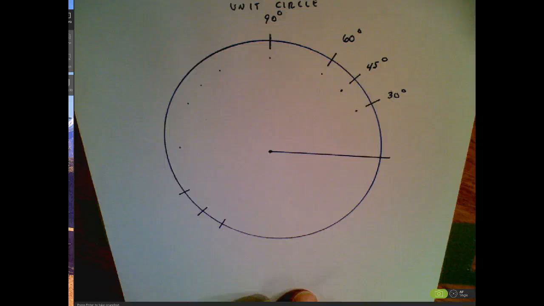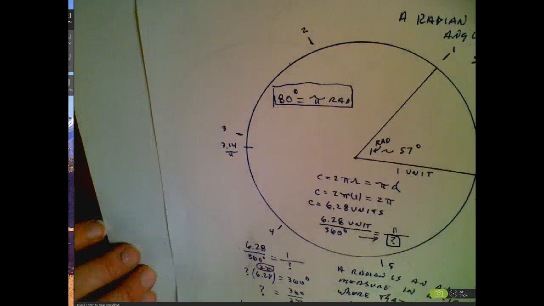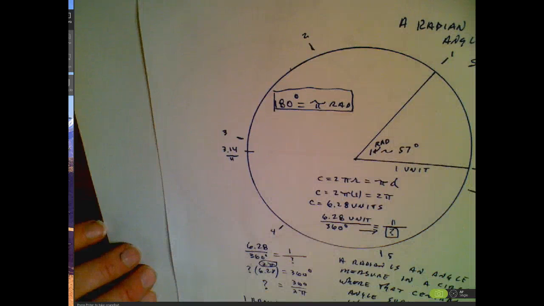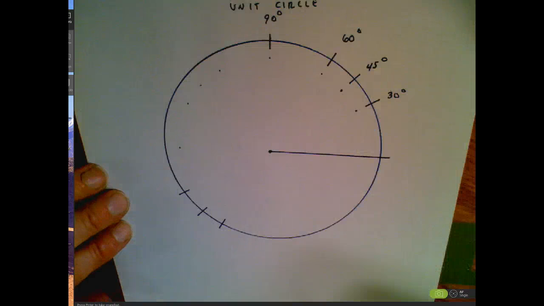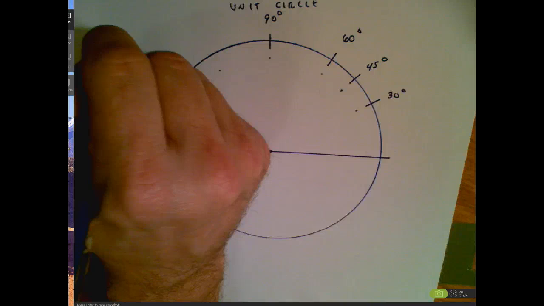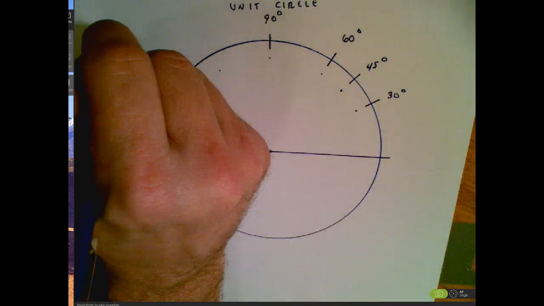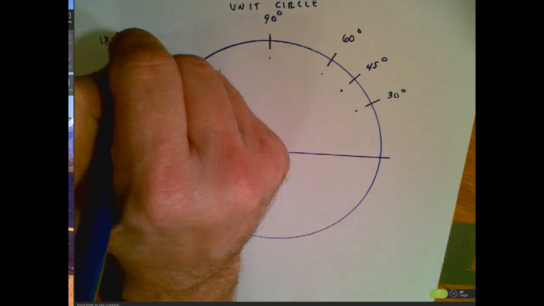Okay, so let's see. What did we talk about in the last video? We talked about in the last video that 180 degrees of angle measure was equal to pi in radian measure land. So let's write that identity here. So okay, that's an identity. When the left side equals the right side, I'm going to use that word for identity. And so 180 degrees is equal to pi radians.